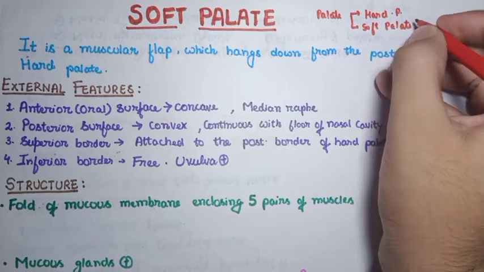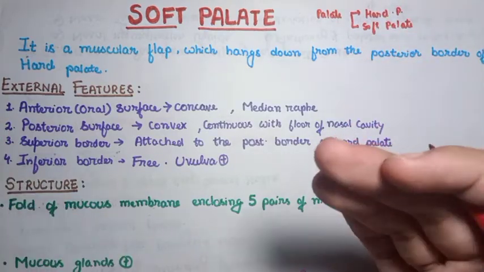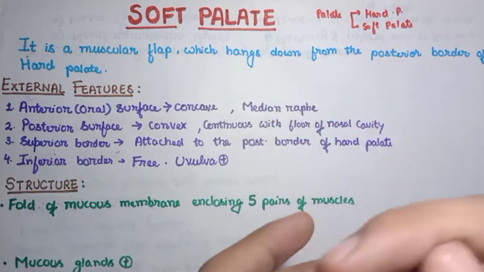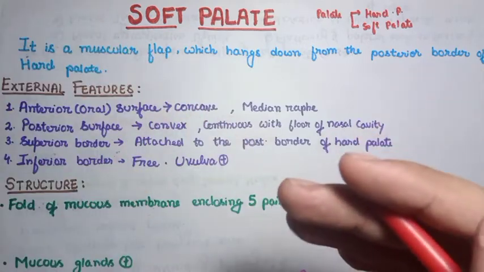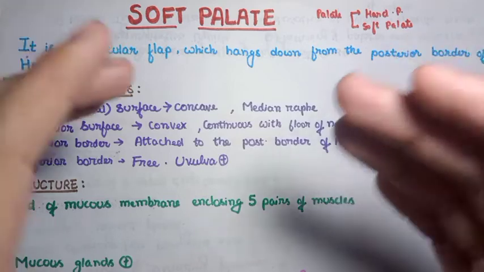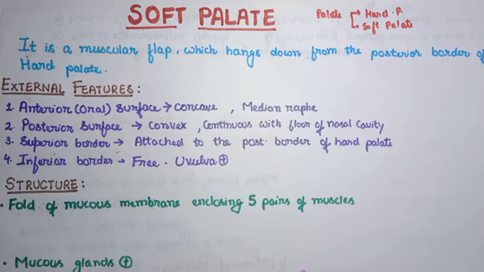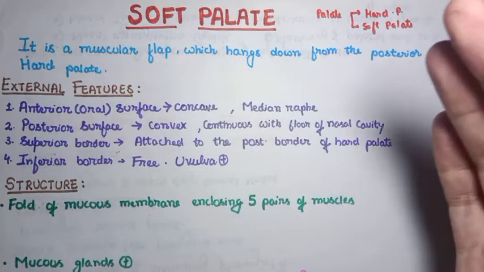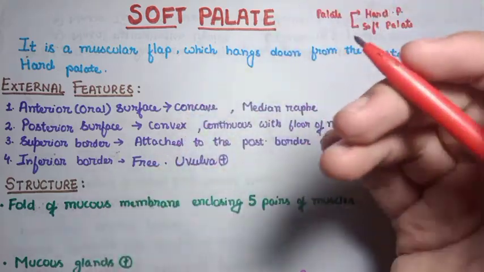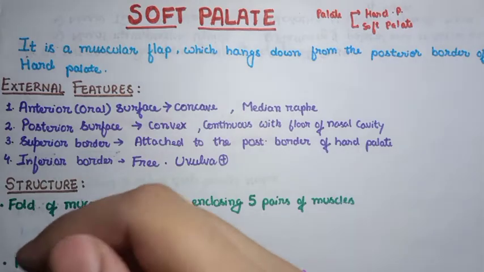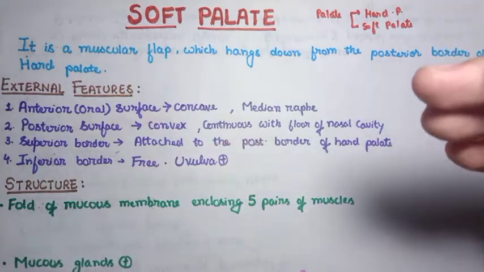In the previous video on the hard palate, we came to know that the hard palate is a bony structure which is made up of two bones, the palatine process of the maxilla and the horizontal process of the palatine bone. In this video, we will focus on the soft palate and see its structure, composition and function. The soft palate is a muscular soft flap which hangs down from the posterior border of the hard palate. So let's understand the basics of the soft palate with the help of a model.